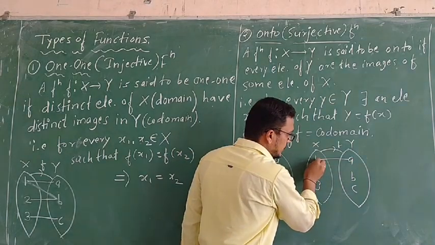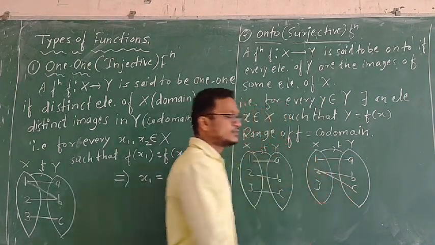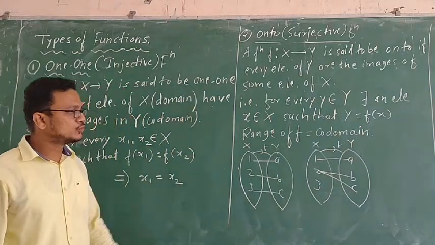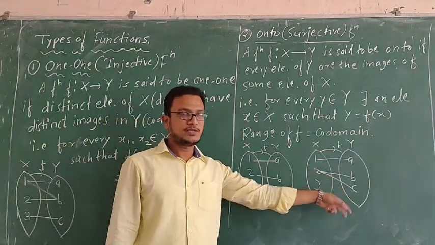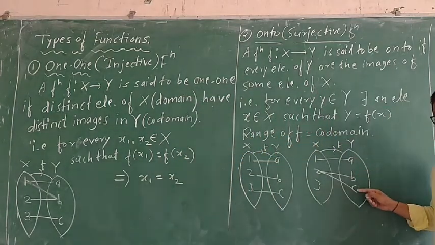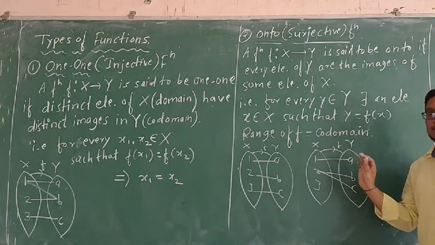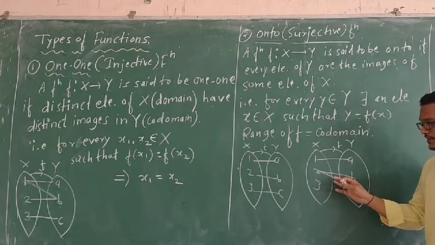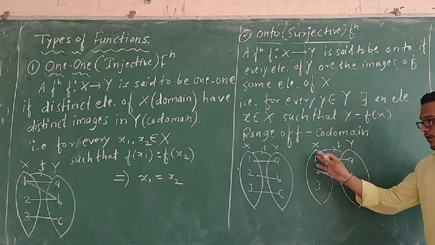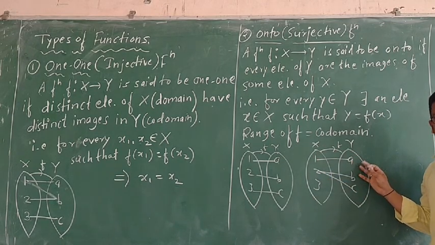a is the image of 1, b is the image of 2, and c is also the image of 2. Now it is onto or not? Yeah, it is onto. Why? Because see now, every element of y are the images of some elements of x. It is not necessary that all elements of x should have images in y.